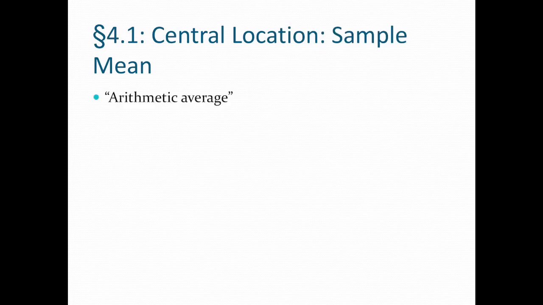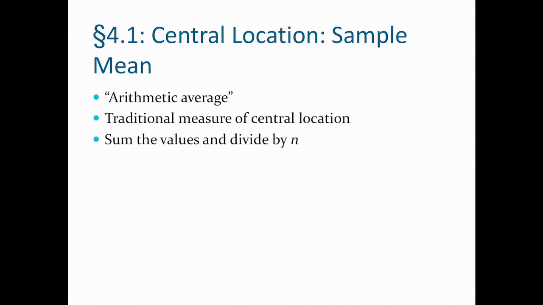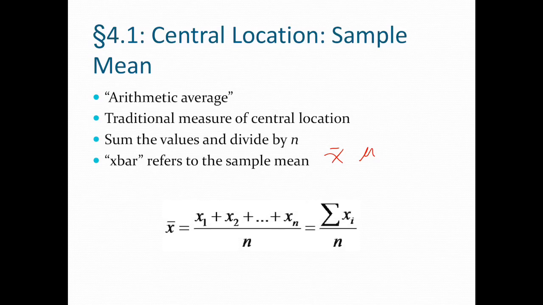Now we're going to talk a little more about the mean. We have the arithmetic average, which is what we just went over, and it's the traditional measure of central location. It's the sum of all the values divided by n, and it's referred to as x bar. When you see x bar written, that is for a sample mean. We also have what's called mu, which is the mean of a population. We're going to talk about that just now.